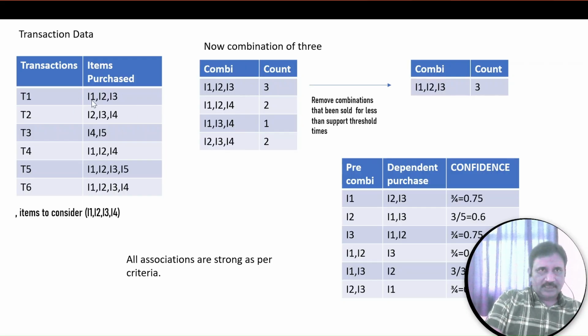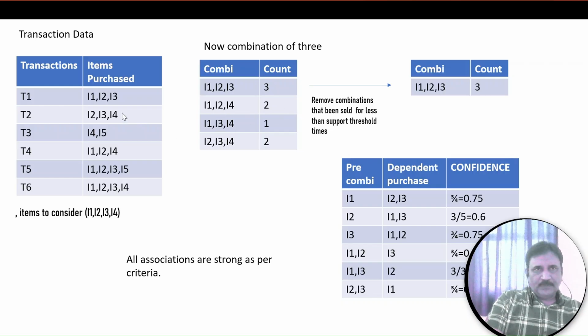I1, I2, I3 appears in T1, then in T2, T3 it is absent, T4 it is absent, T5 and T6 it is present. So I1, I2, I3 appears 3 times. I1, I2, I4 is absent in first, second, third, and is there in the fourth transaction. It is absent in the fifth and it is present in the sixth. So I1, I2, I4 is present twice.